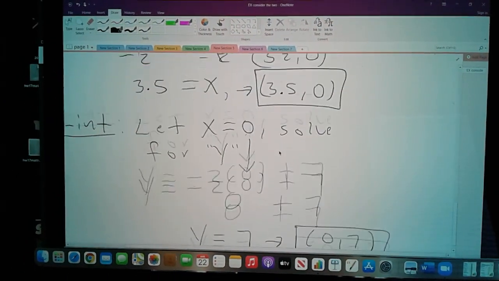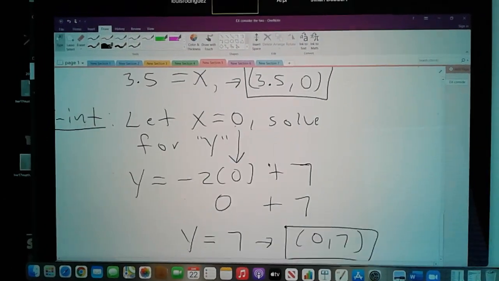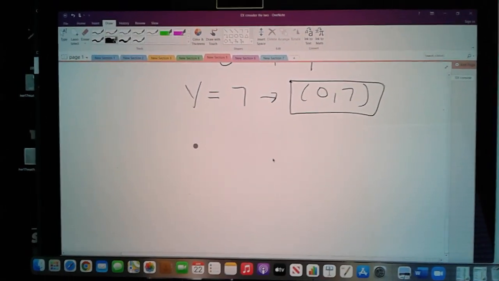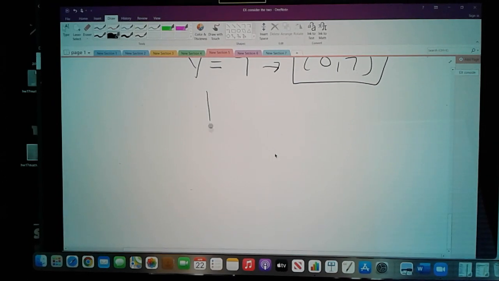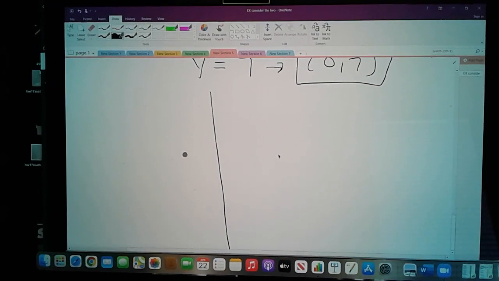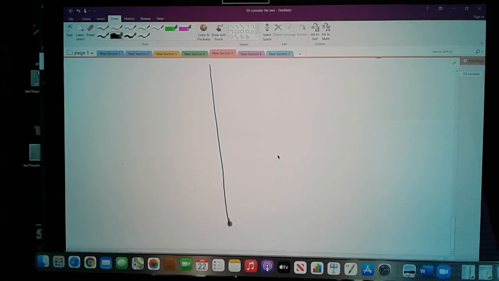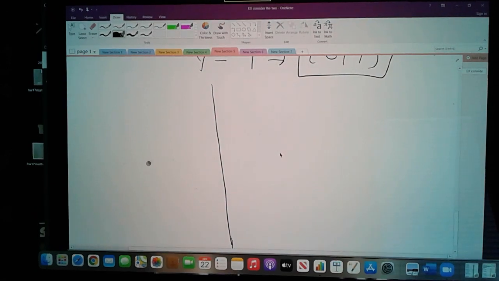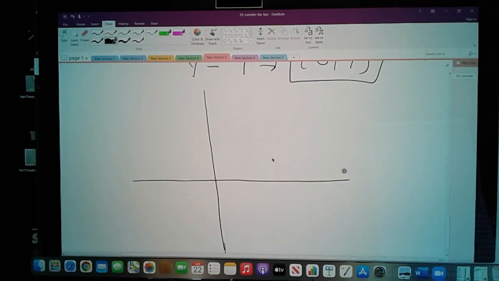Okay, so we can graph this to see what it will look like. It's easy to graph it just by putting it on a Cartesian plane like this. I'm trying to graph it as accurately as I can, but let's see what it'll look like.